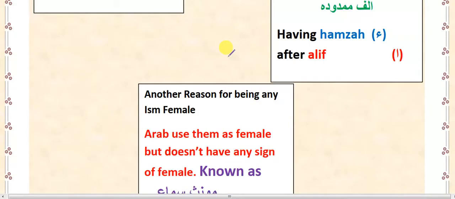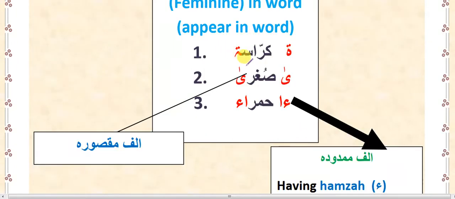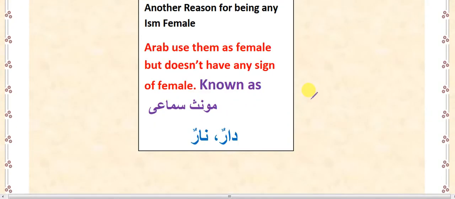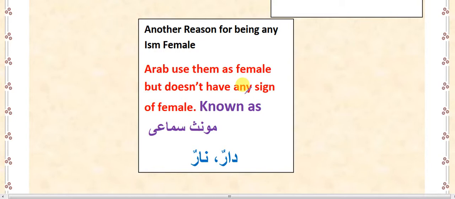It is not only that an ism having a sign of female is muannas. No, there are also some other reasons by which we say that an ism is muannas. And what was that? The Arabs use that ism as female but it doesn't have any sign of female, known as muannas simai. Okay, so what does simai mean? Simai means heard one.